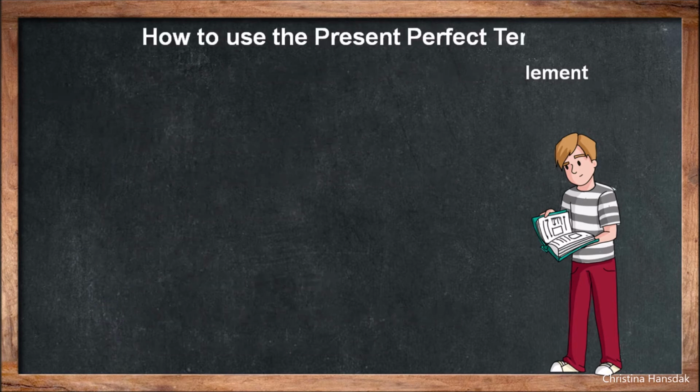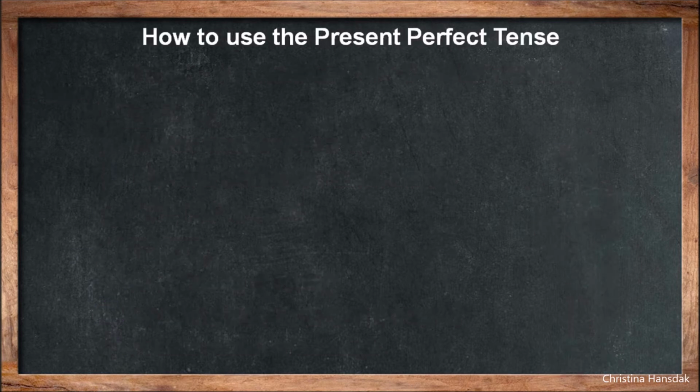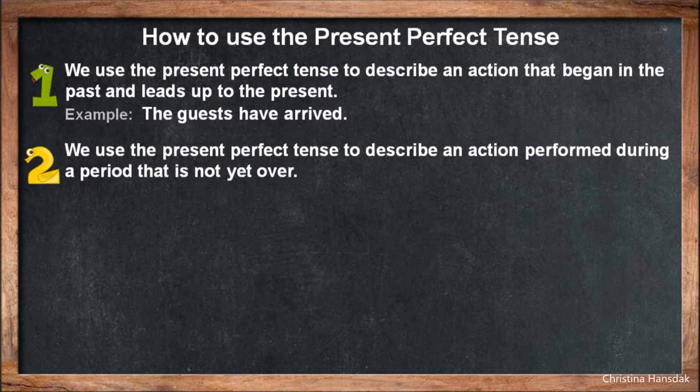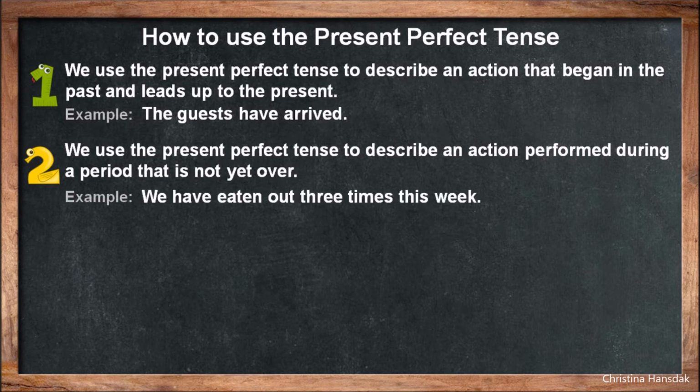Students, let's study how to use the present perfect tense. Point number 1. We use the present perfect tense to describe an action that began in the past and leads up to the present. Example, the guests have arrived. Point number 2. We use the present perfect tense to describe an action performed during a period that is not yet over. Example, we have eaten out 3 times this week.